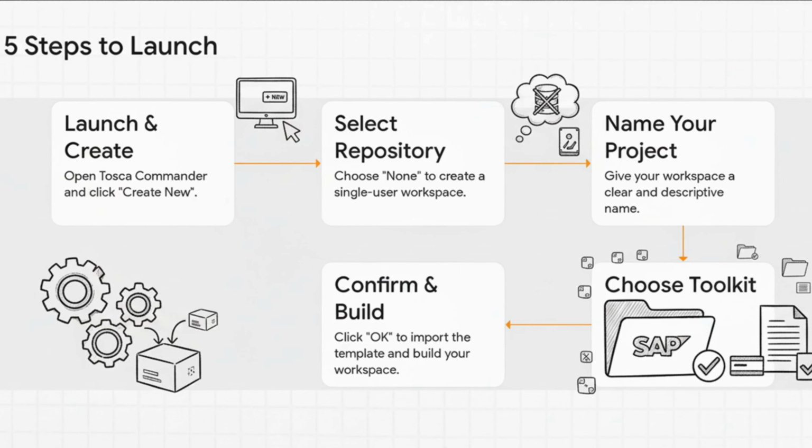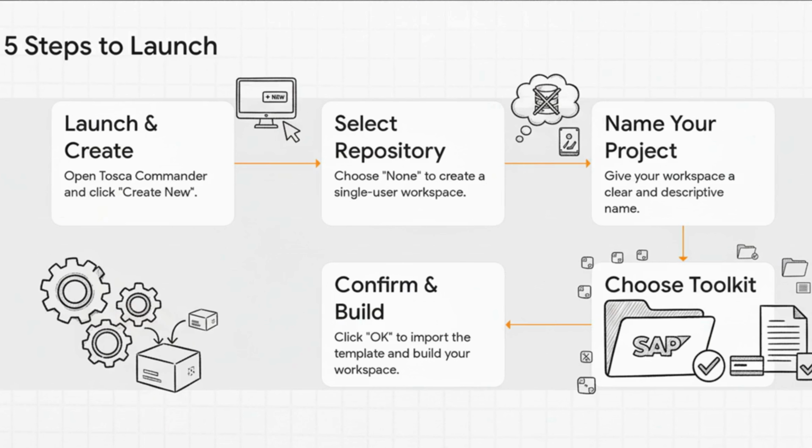Let's move on. The good news is this process is super straightforward. First, you're going to launch Tosca and just click Create New. Next, when it asks about a repository, just choose None for now. That just creates a local, single-user workspace on your machine. Then, give your project a clear, descriptive name, something you'll remember. And here it is, the most important step of all. Choosing your toolkit. By default, Tosca checks the standard one. You need to uncheck that and then browse to select that SAP Specialist .tsu file you downloaded. Once that's set, you just click OK, and that's it.